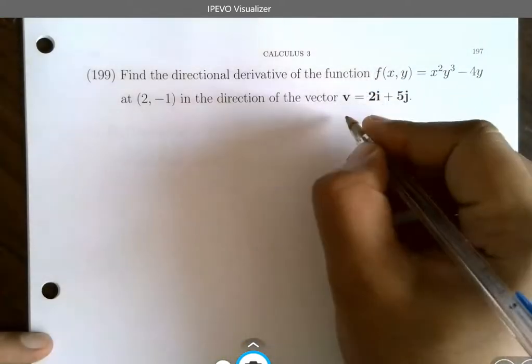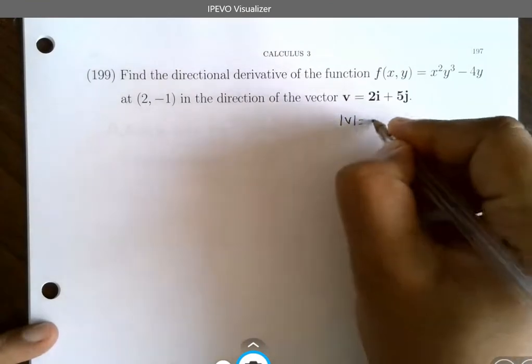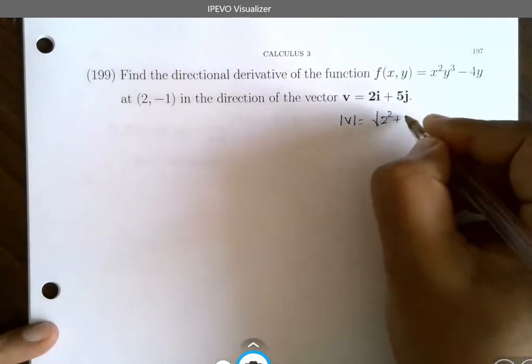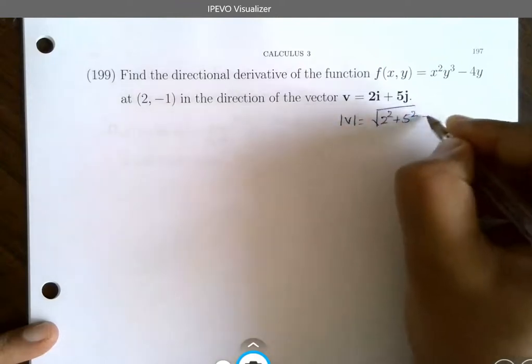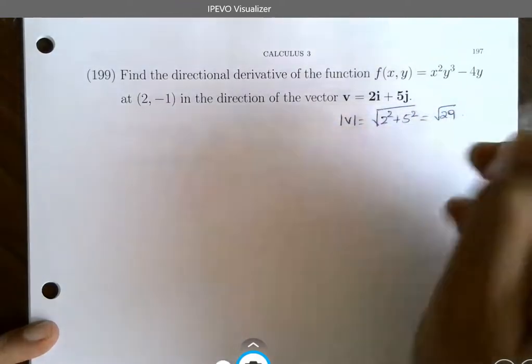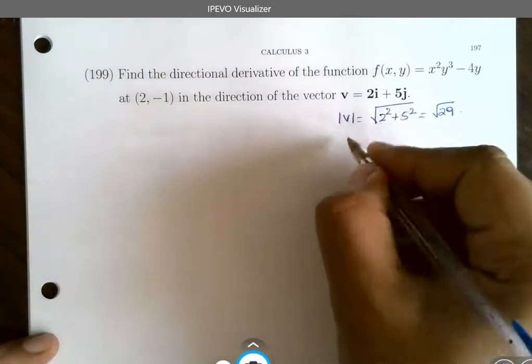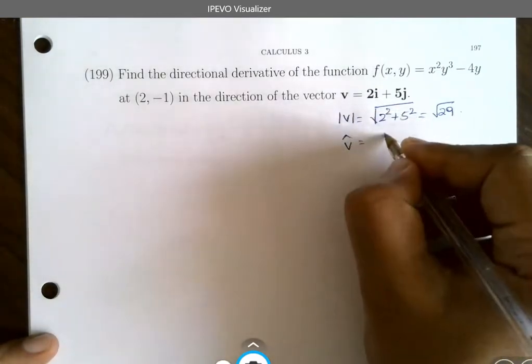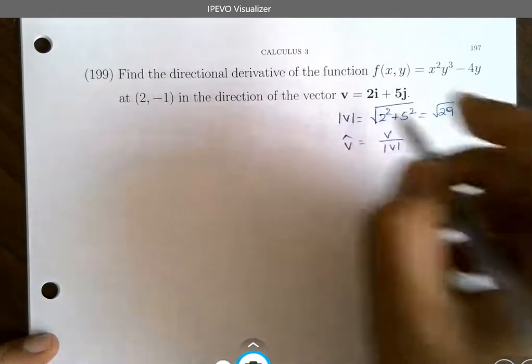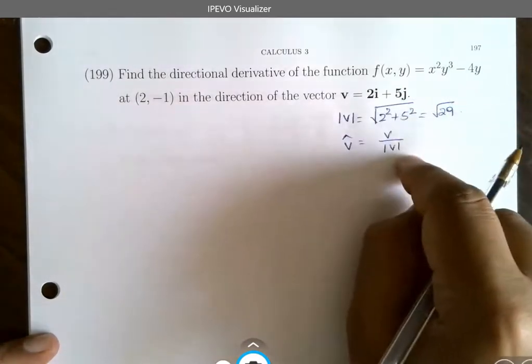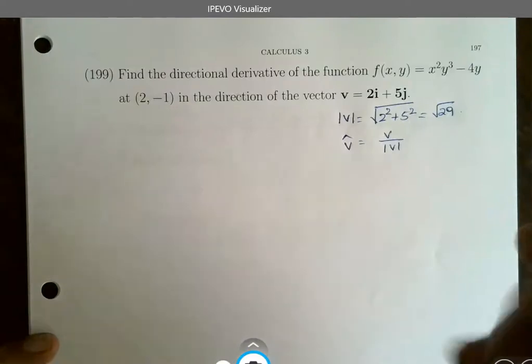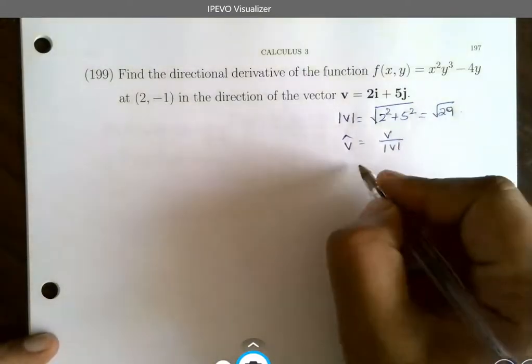First of all, let's see. The magnitude of v is going to be the square root of 2 squared plus 5 squared. So that's going to be what? Square root of 29. So this is not 1, which means this is not a unit vector. So you want to make it a unit vector, so you divide v by the magnitude of v. Sometimes I put absolute value, sometimes I put two lines. They both mean the same, so don't get confused by that.